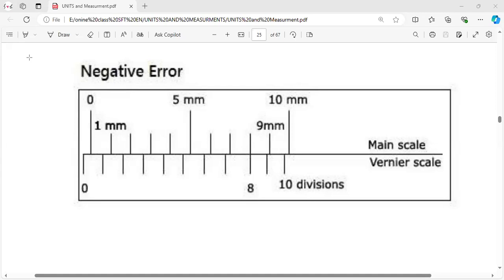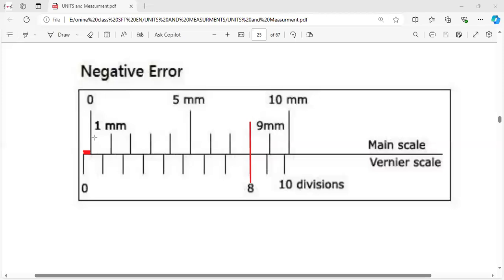As I said earlier, this error is the difference between these two zeros. This is the negative error, right? So first of all, you can find the coinciding line between the vernier scale and the main scale. So it is going to be the 8th division. From here it is 8 millimeters, right? So I think you can identify what is the difference.